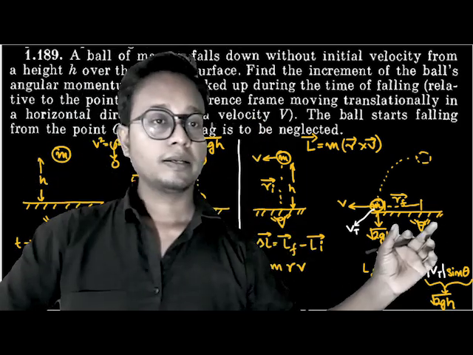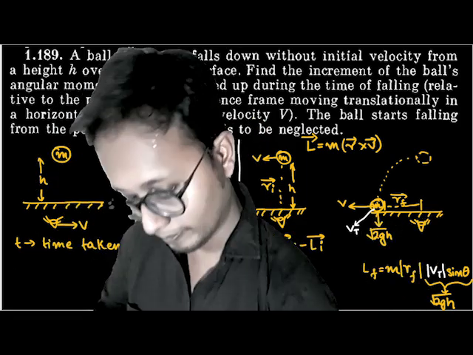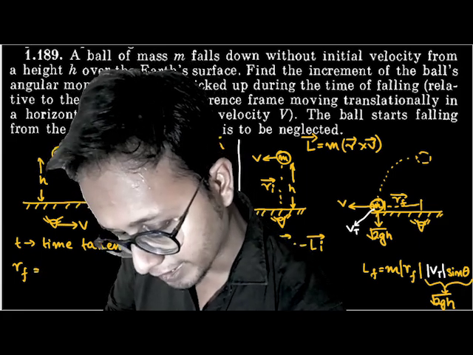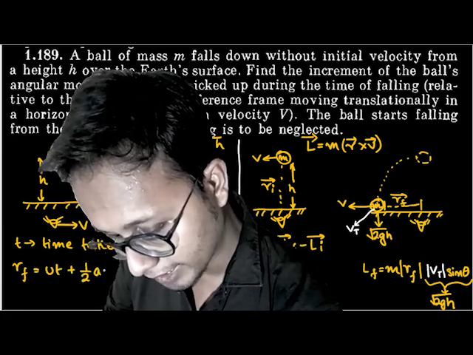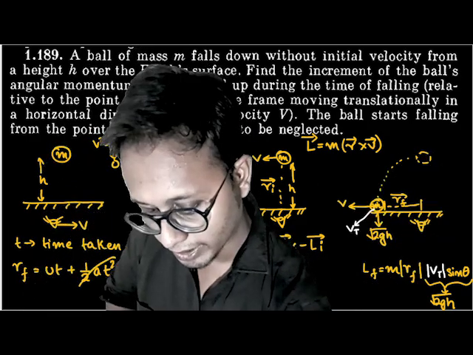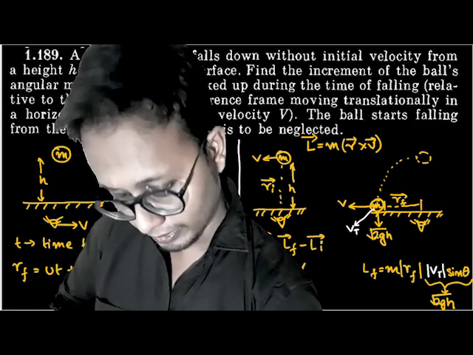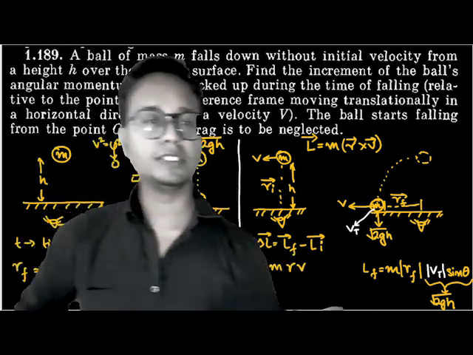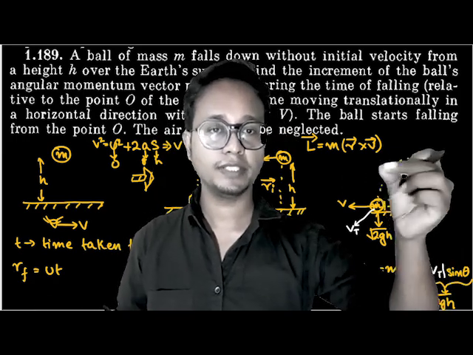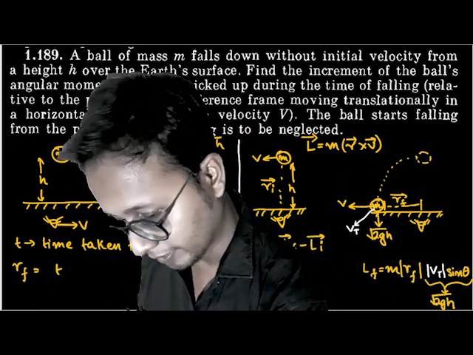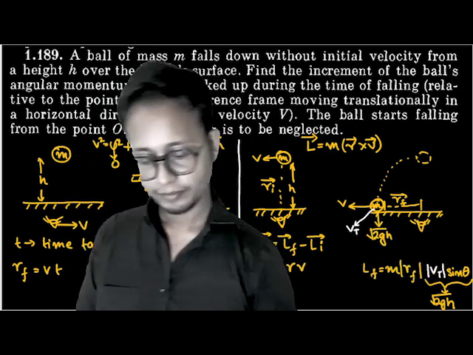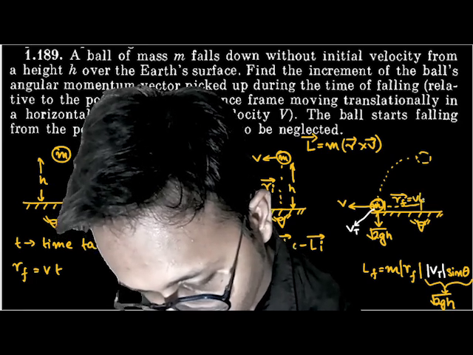Okay, r final or the horizontal component of distance. So not vertical, horizontal. r final is equals to s is equals to ut plus half at square, isn't it? The horizontal component of acceleration is equals to 0. So this entire term would become 0. If this u is nothing but the initial velocity v, final r final or this r final is nothing but v into t, isn't it? This r final is nothing but v into t.